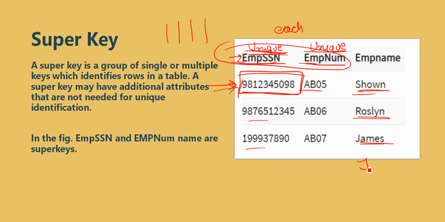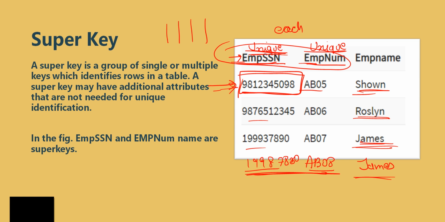Let's say James. One more James comes to our class, and this employee number will be AB08 and 19987, something, anything, right? So these two columns' values will be different, but the name James is the same. So a super key is a combination of keys that uniquely identify values, so we can uniquely identify different employees. A super key is a group of single or multiple keys which identify rows in a table.